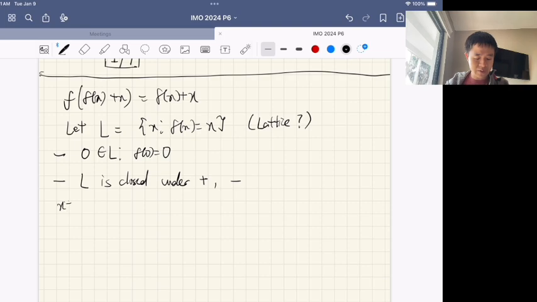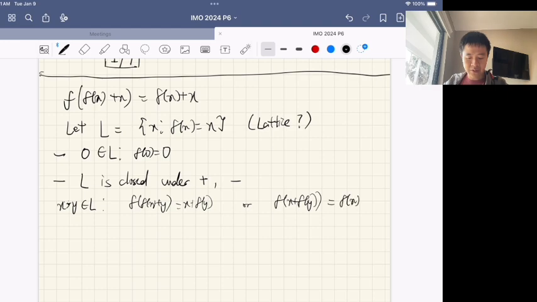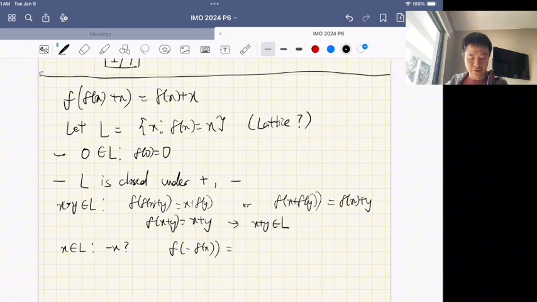Why is that true? If x and y are both in L, then f(x) plus y equals x plus f(y), or f(x plus f(y)) equals f(x) plus y, both of which would mean f(x plus y) equals x plus y. So x plus y is in L. Now how about if x is in L, then how about minus x? Well, we recall that f(minus f(x)) equals minus x. So this becomes minus x, so minus x is also in L.